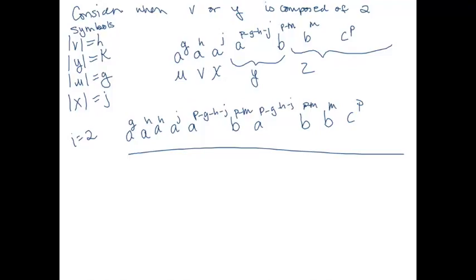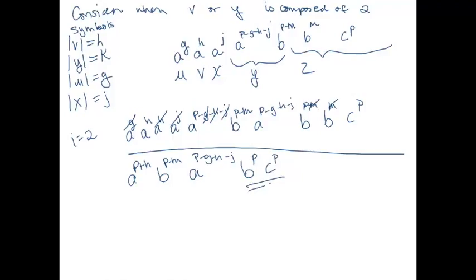So let's simplify this. Let's do it up here a little bit. When I had subtracted G and then added G, let's just get rid of those. I subtracted H and then added H. I subtract J and add J. So what I really have is A to the P plus H, followed by B to the P minus M, followed by A to the P minus G minus H minus J, followed by B to the P minus M plus M. I end up with B to the P, C to the P. Okay, so this chunk still looks good for being in the language.